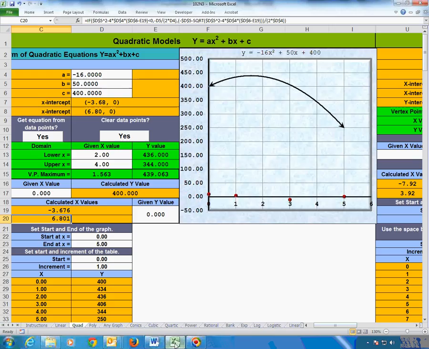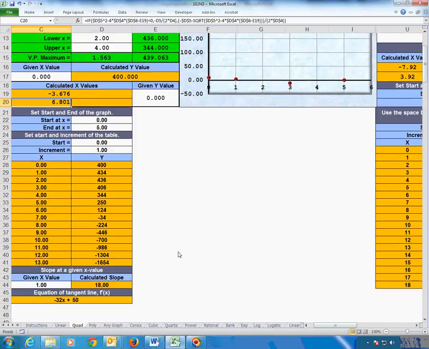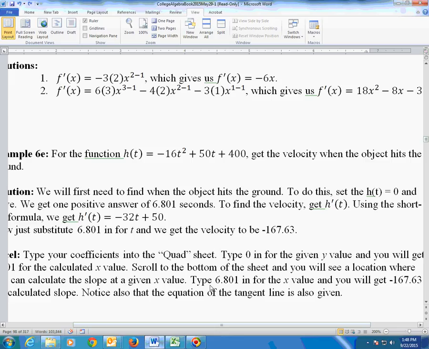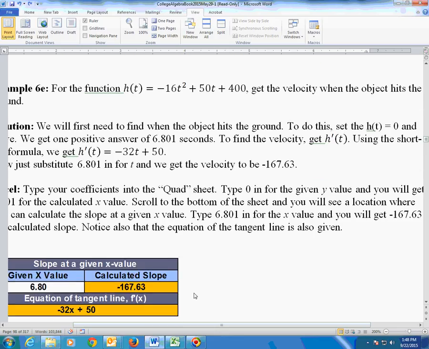There's also a little thing on the Excel sheet. If you scroll down to the bottom, it gives you the slope of the tangent line, your f prime of x right here, negative 32x plus 50, and you can plug in an x value right there. Like if you wanted to know what it was at 6.801 seconds, you get that the speed is negative 167.63. And that's what we got right there. So I think that would do it.